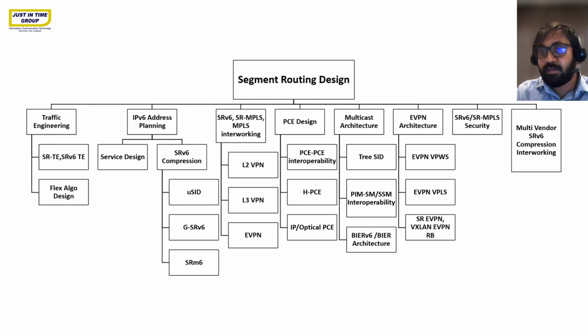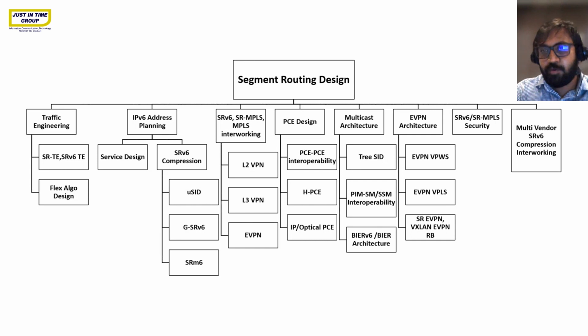And another aspect is multicast services, how you would carry multicast services, whether you're going to phase out multicast services or you're going to migrate your existing PIM or mLDP infrastructure into BIER v6 or BIER architecture. BIER means bit index explicit replication. So how are you going to do that?